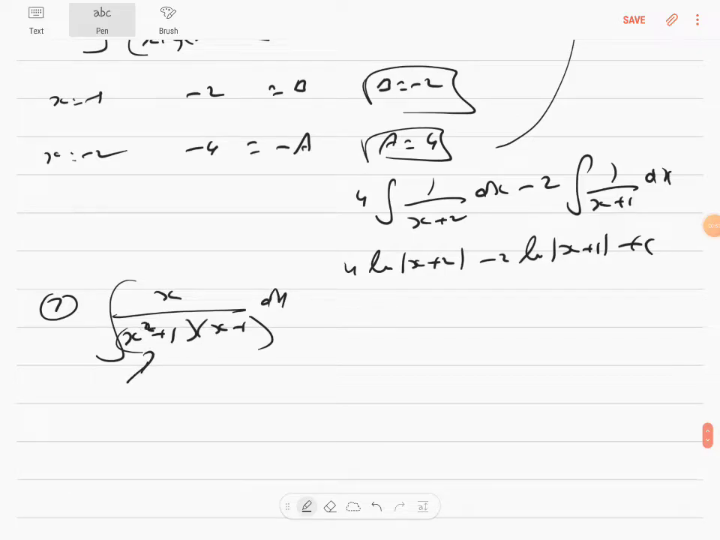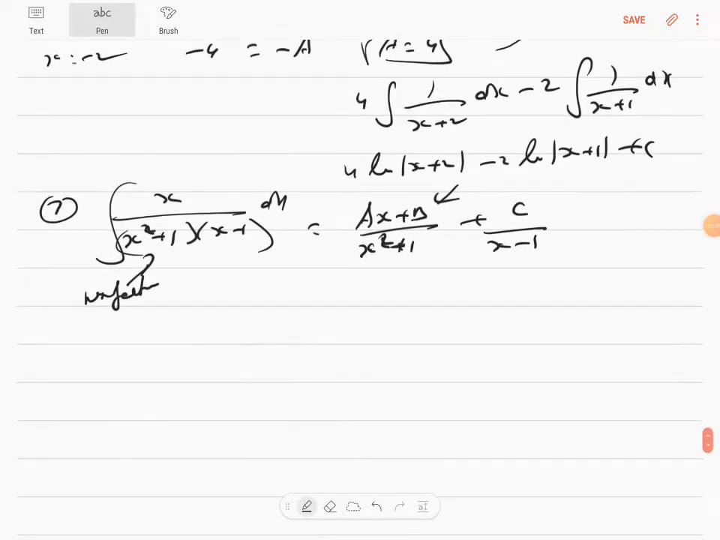Can you see it's non-factorizable? So in that case you should write ax plus b by x square plus 1 plus c by x minus 1. You have to make it into linear on the top. So these are the properties you should use while converting into simpler terms. Now you will take the LCM. So you know it's ax plus b into x minus 1 plus c into x square plus 1 is equal to x.